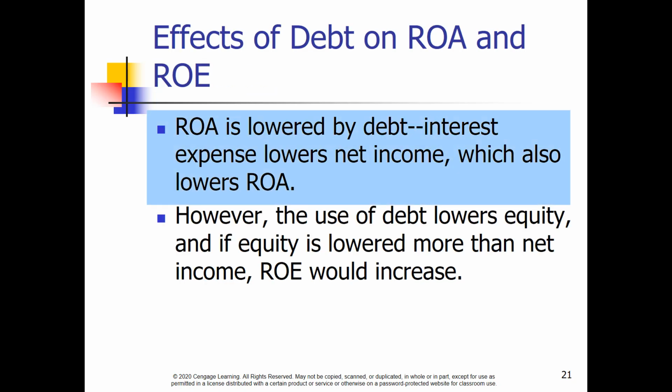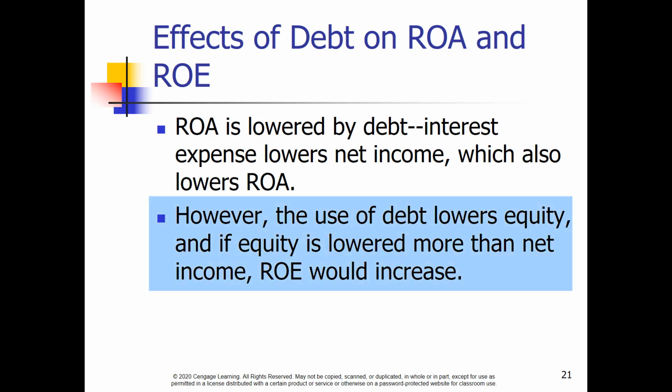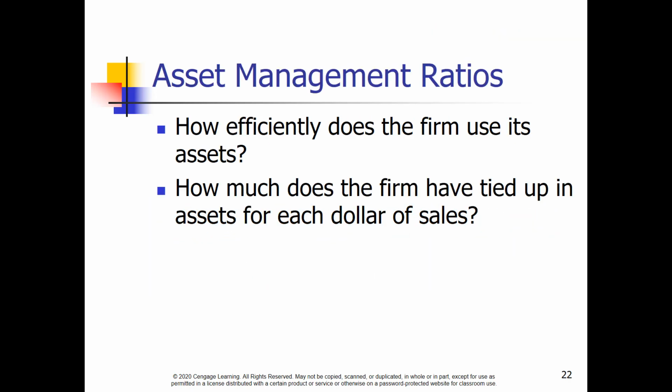Debt lowers ROA because it lowers the numerator, net income, without affecting the denominator, total assets. On the other hand, debt can increase ROE because while it lowers the numerator, net income, it also lowers the denominator by changing the debt-equity mix. Asset management is critical to a firm's success and profitability. A firm must use its assets to create sales and profits. That's the whole point of owning assets.